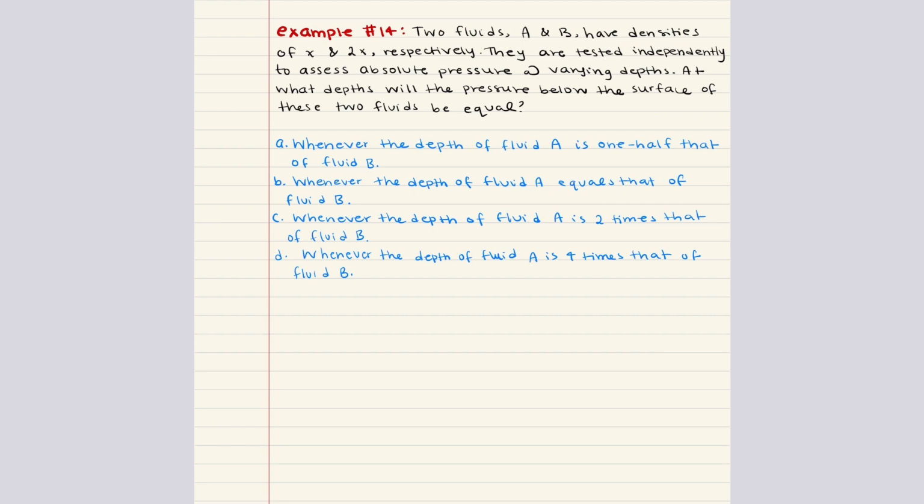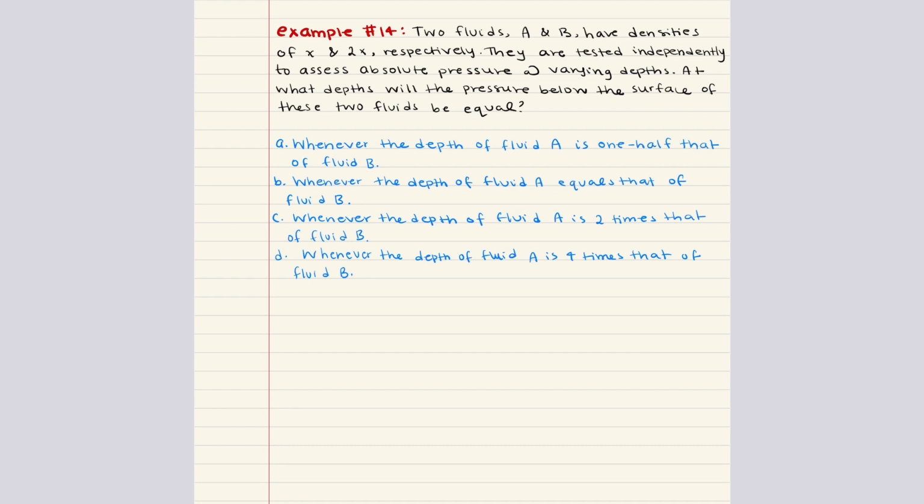A says whenever the depth of fluid A is 1/2 that of fluid B. B says whenever the depth of fluid A equals that of fluid B. C says whenever the depth of fluid A is 2 times that of fluid B. And D says whenever the depth of fluid A is 4 times that of fluid B.